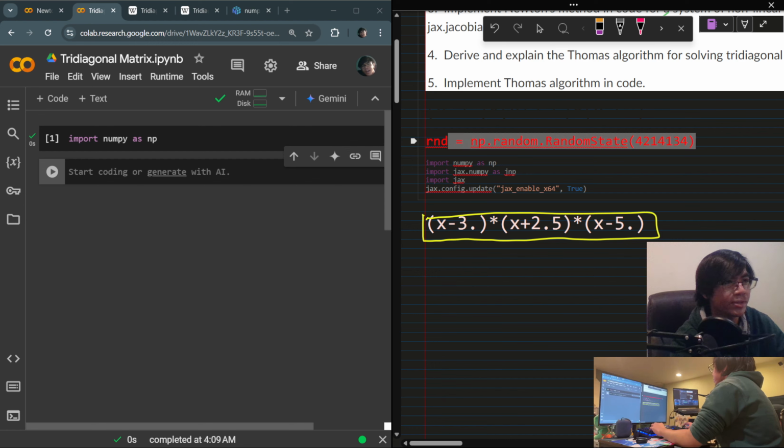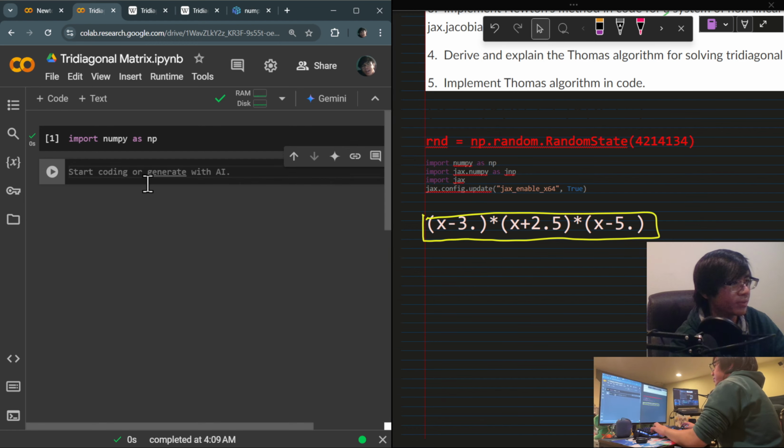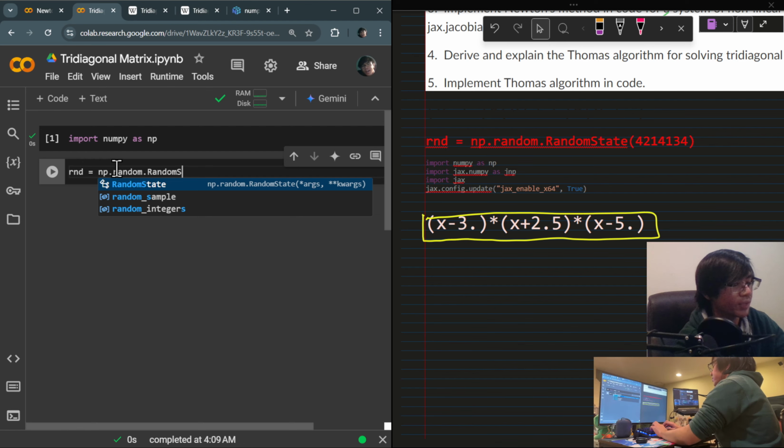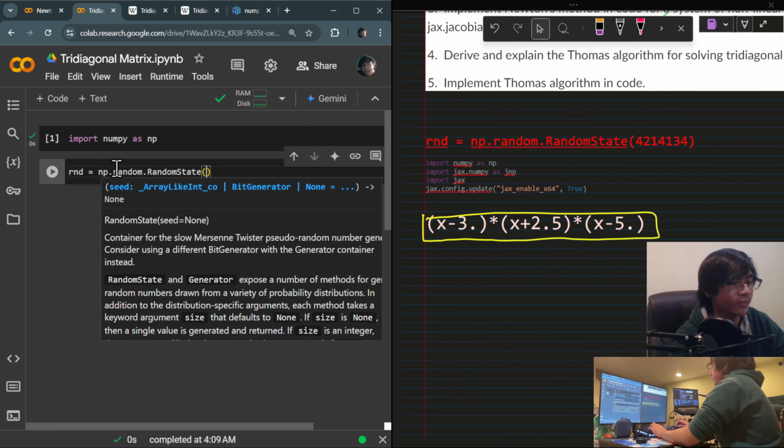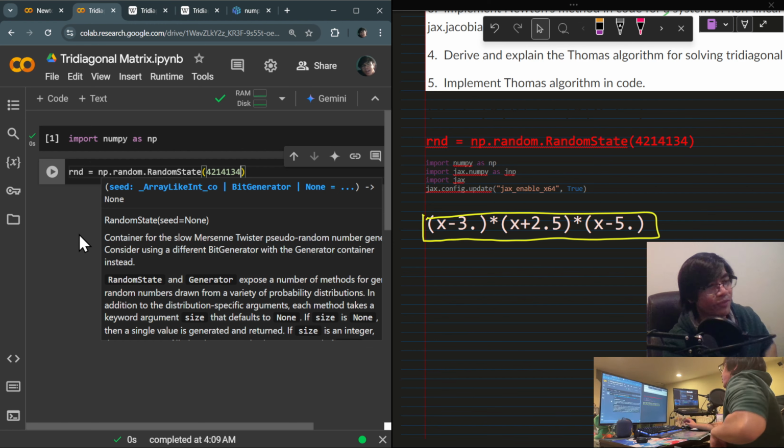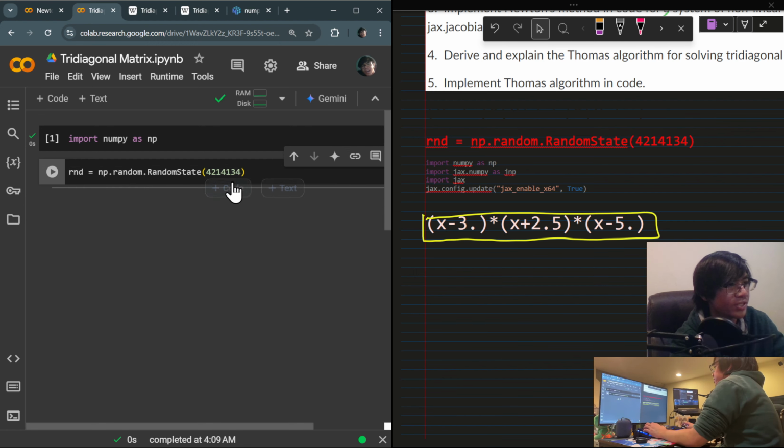So let me copy and paste. Okay. So rnd is equal to np.random.RandomState, and then we have 4, 2, 1, 4, 1, 3, 4. So this is the code our professor used, or a Minecraft seed, so it generates the same random numbers each time for the first occurrence. So very similar to Minecraft where you load up a seed, it's the exact same thing.